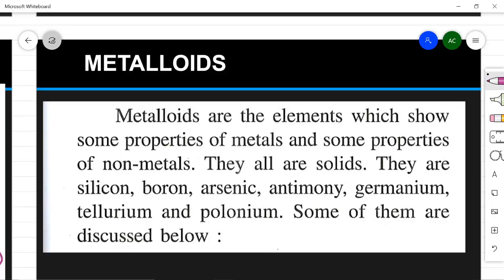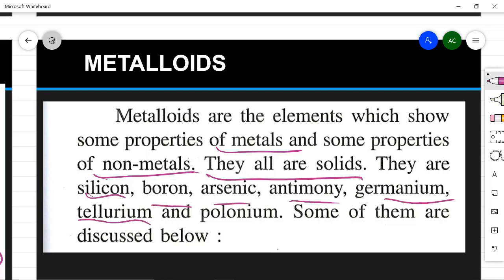Then metalloids, as you all know, are the elements which show some properties of metals and some properties of non-metals. They are known as metalloids. They all are solid. So no liquid metalloid, no gaseous metalloid, only solids. And what are the names? You should learn the names: silicon, boron, arsenic, antimony, germanium, tellurium and polonium. These are metalloids, and let's discuss their uses one by one.